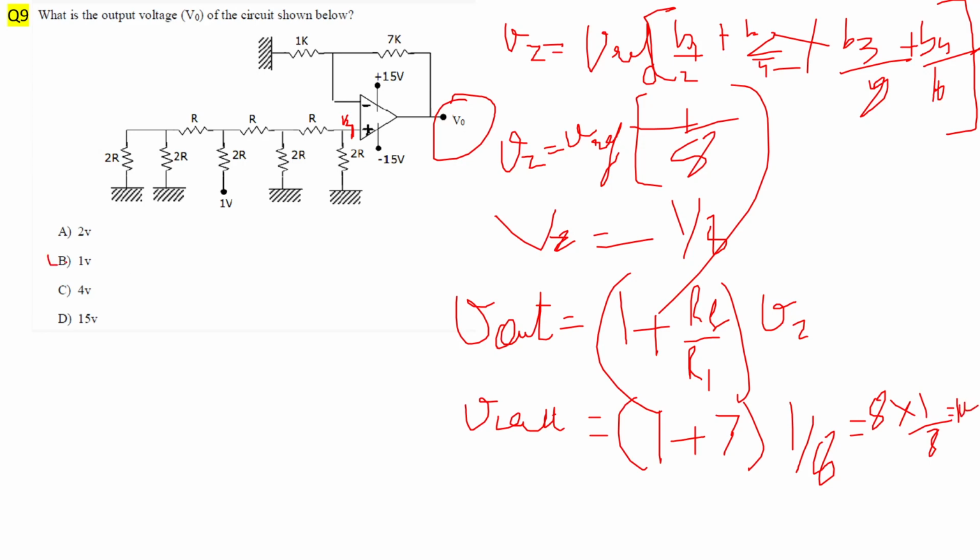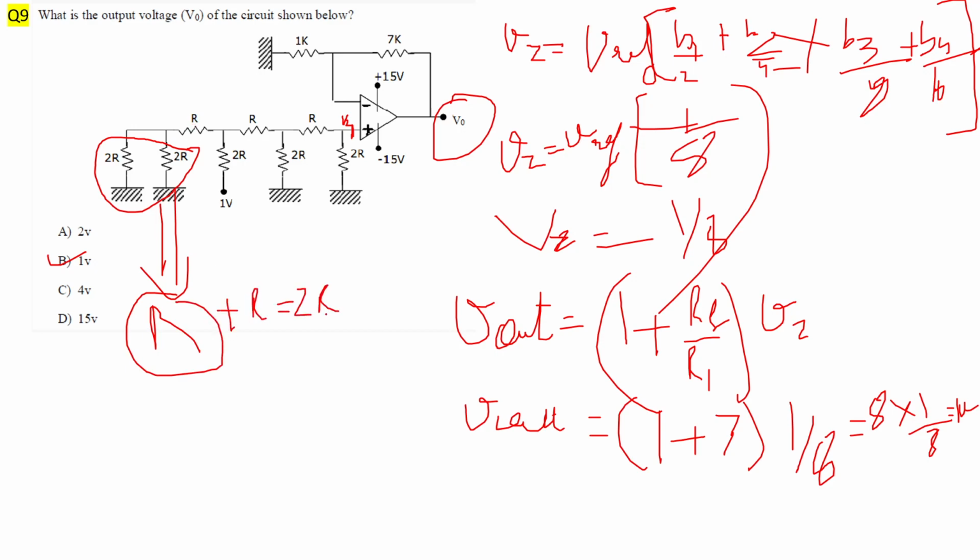There's another way of doing it, because sometimes when you are appearing in competitive exams, you don't remember whether there's a shortcut to do it. So you just use the circuit analysis. What you will do here is, this 2R and 2R are in parallel, right? So 2R and 2R will reduce to R, and then this R is in series with R, so it is 2R.